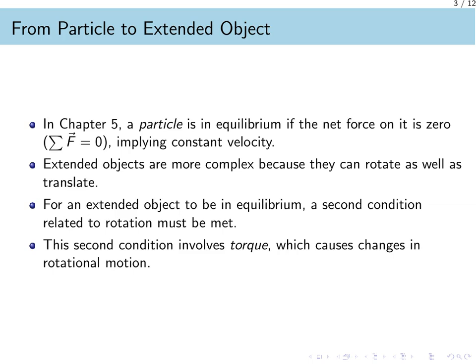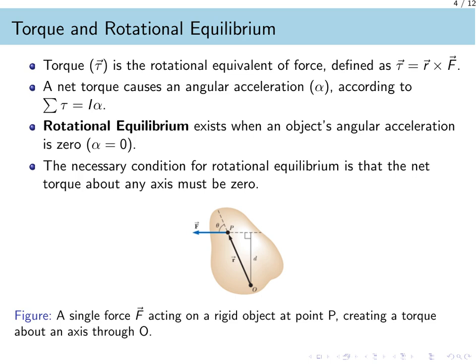This condition involves torque, which is the rotational equivalent of force. Torque is what causes an object to change its rate of spin. So, to fully describe equilibrium for an extended object, we must consider both the forces and the torques acting on it. To understand the equilibrium of an extended object, we must consider torque, which is the rotational equivalent of force.